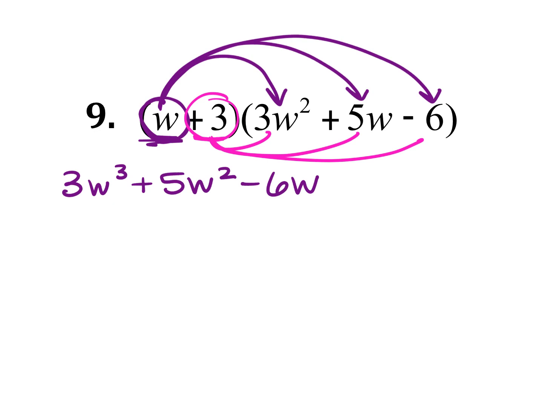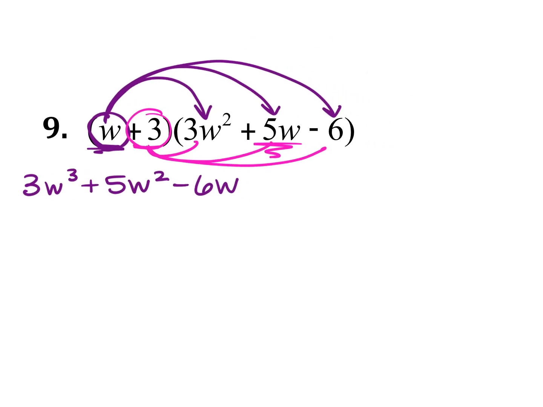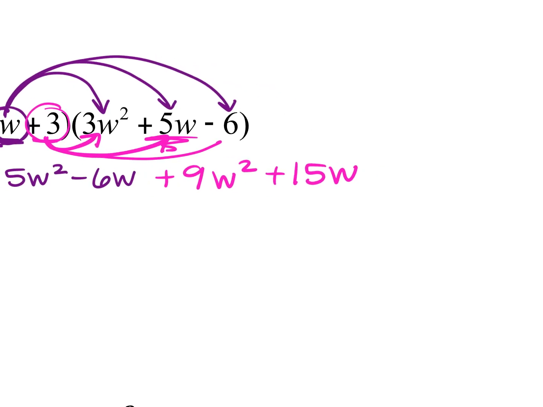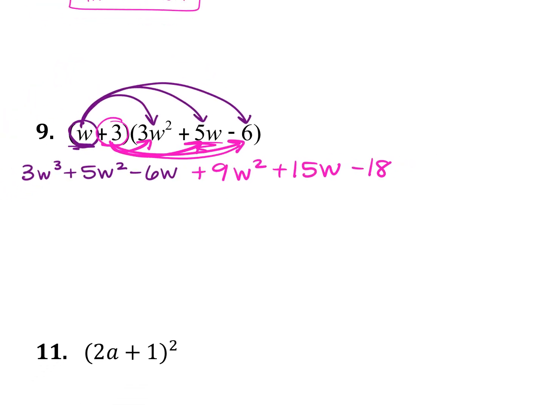You can't FOIL this. You would miss pieces if you did first, outside, inside, last. You would miss this whole middle chunk. Okay, so then the second part of this is 3 times 3W squared is a positive 9W squared. 3 times 5W is a positive 15W. And then 3 times a negative 6 is a negative 18.